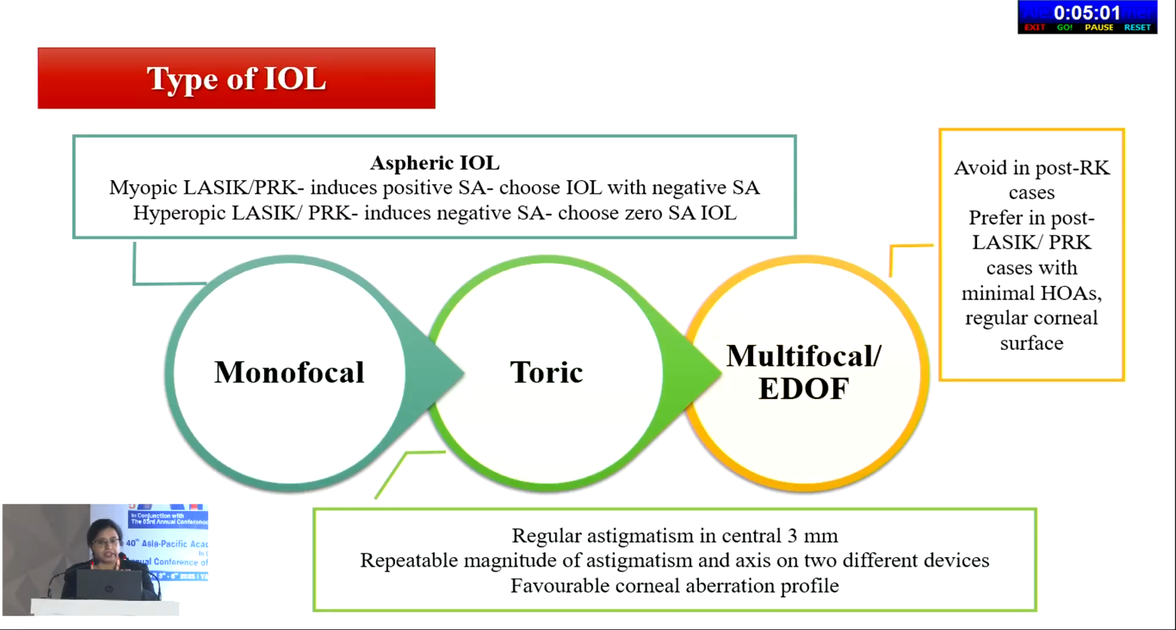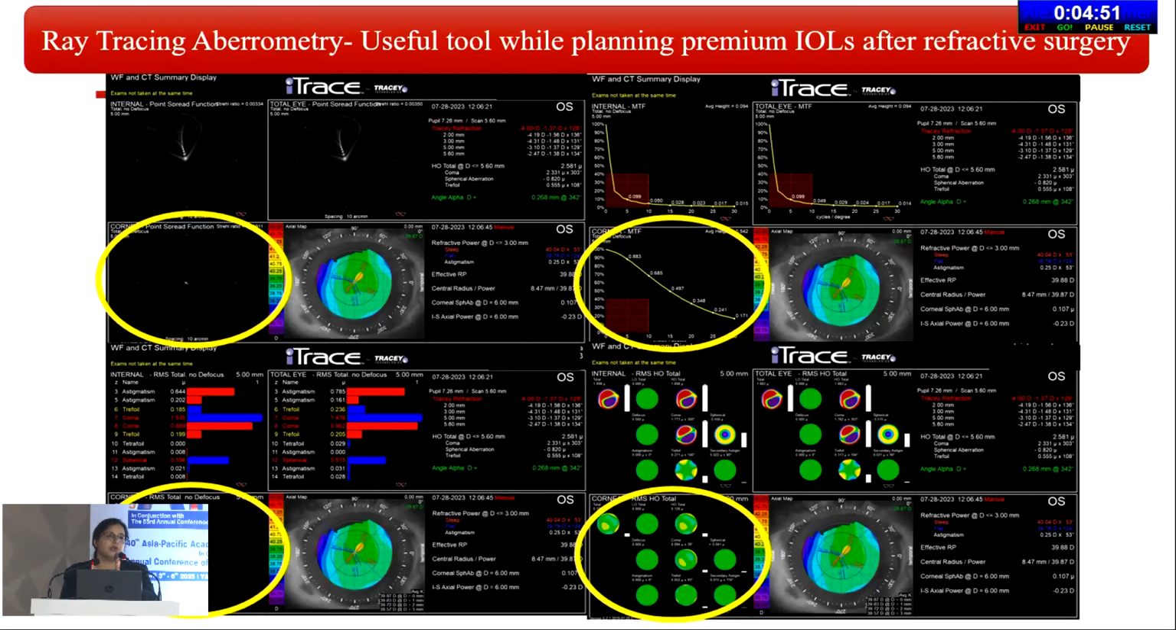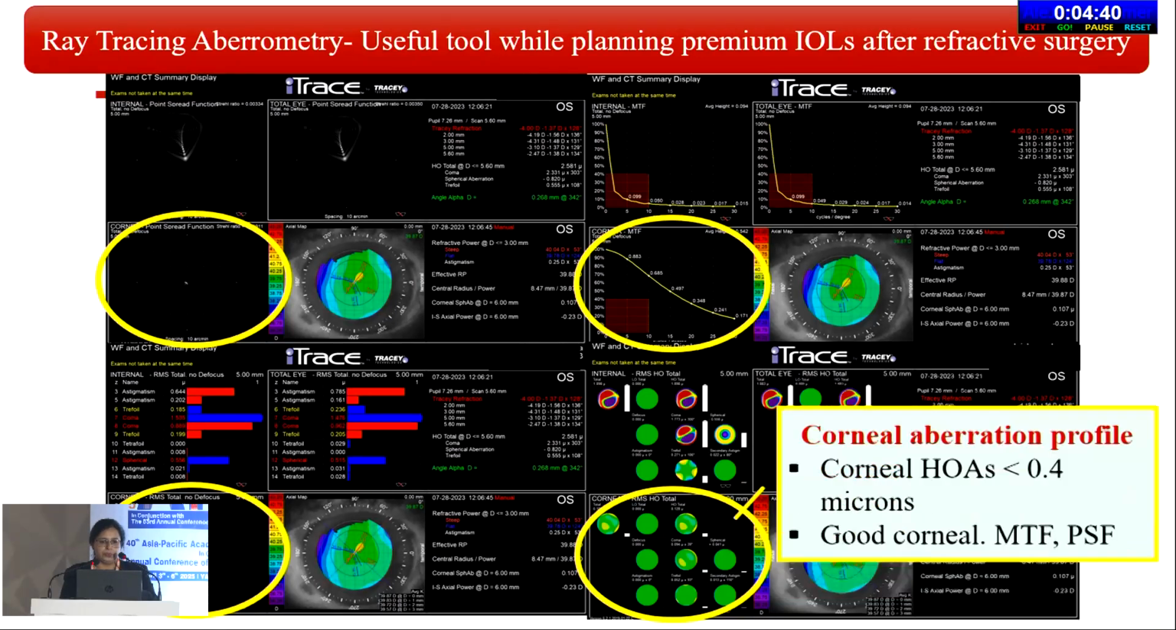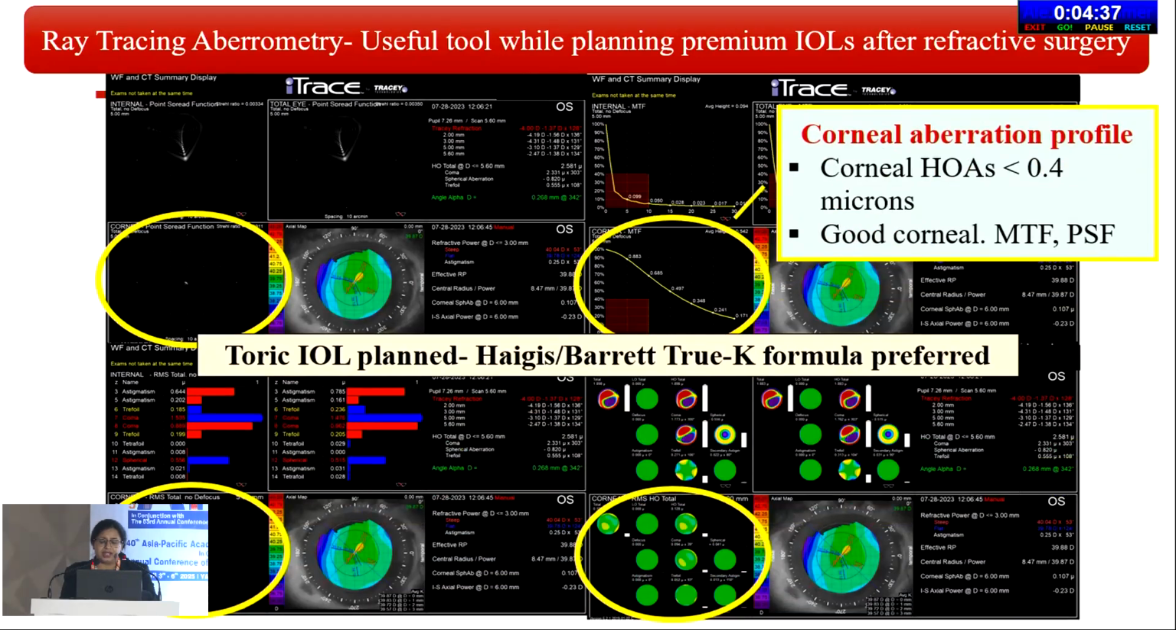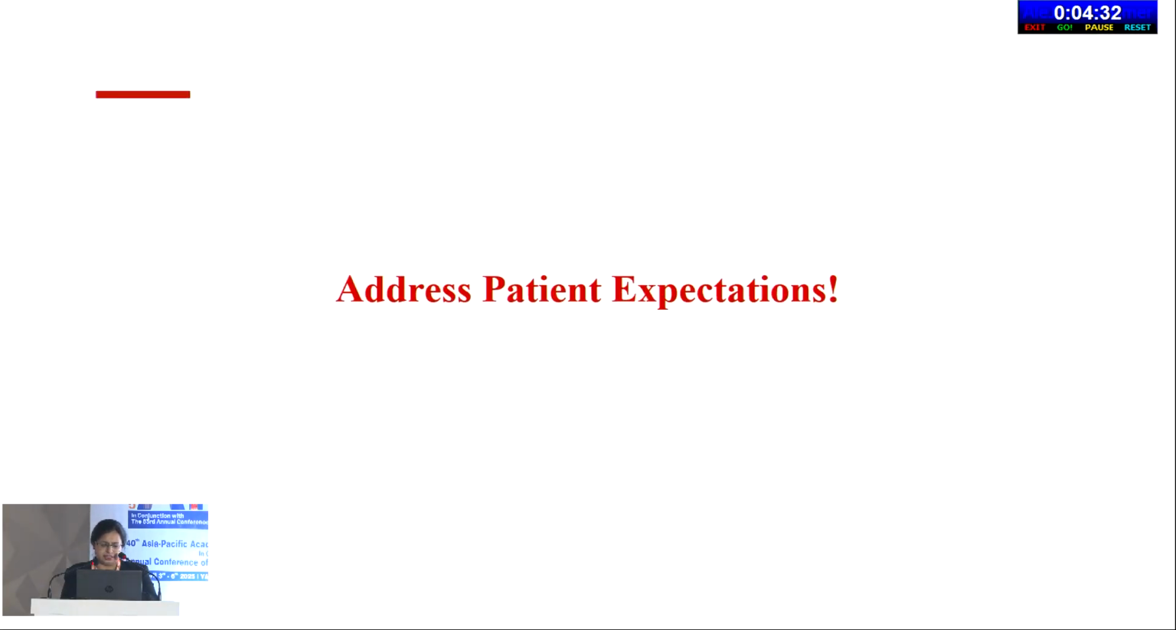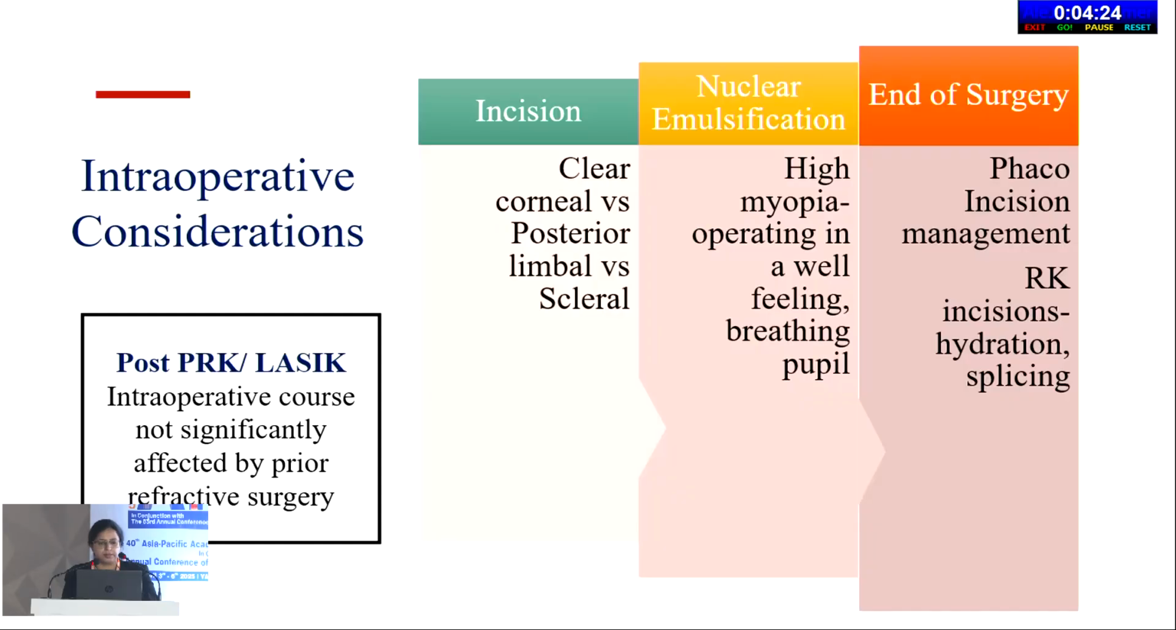Multifocal or EDOF, please do avoid in post-radial keratotomy cases. You can put them in post LASIK PRK cases with minimal higher order aberrations and regular corneal surface, so your ray tracing aberrometry will come to the rescue to help you in decision making whether you can go ahead with EDOFs and multifocals in post LASIK PRK cases. In post RK it's a no. So if you have a good corneal MTF PSF, less higher order aberration, you can go ahead with multifocal cases. Address patient expectations, always under promise and over deliver. You may have surprises even with the best of gadgets at your disposal.